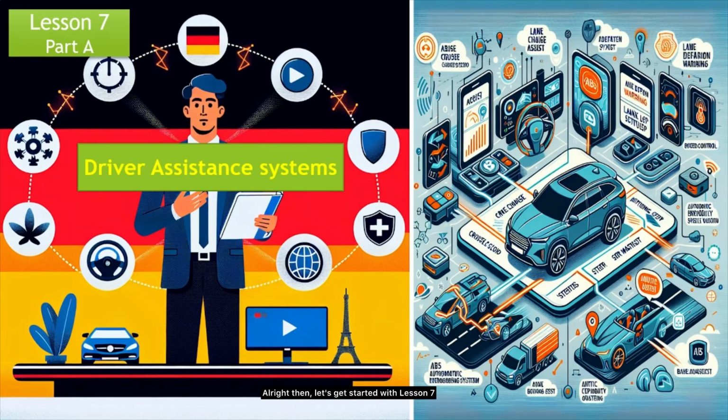Let's start the lessons. Alright then, let's get started with lesson 7 part A, where we will look at driver assistance systems or the so-called electronic aids. In your exam question pack, you have a total of 41 questions which is related to electronic aids. I hope this lesson is going to be helpful for you with that.